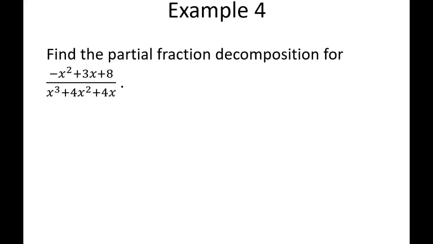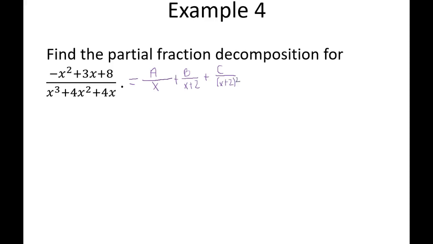Lesson 8.3, Example 4. We're going to find the partial fraction decomposition for the fraction negative x squared plus 3x plus 8 divided by x to the third plus 4x squared plus 4x. Now, we have already broken this down into three fractions. We said we were going to have a divided by x, and then b divided by x plus 2, and then c divided by x plus 2 squared.